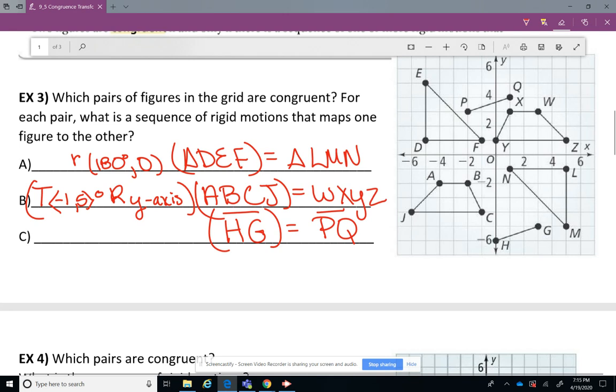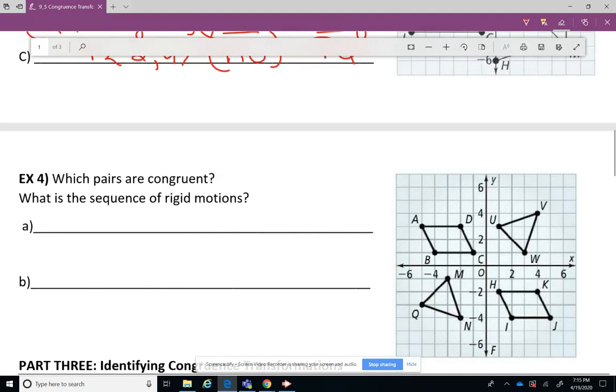All right, I'm going to take the H, and let's go left first. I'm going to go left 2, so that means I'm translating it. I'm going minus 2. That's left 2. And then I'm going to go up 2, 4, 6, 8, 9. So I'm going to go up 9. So I translated it. Okay, which pairs of figures in the grid are congruent? And for each pair, what is a sequence of rigid motions that maps one figure onto the other? All right, let's go to the next page.